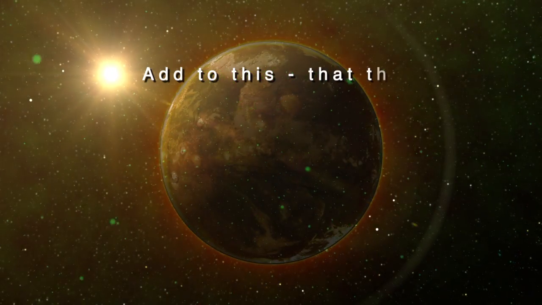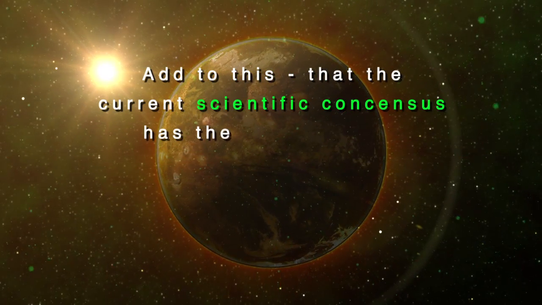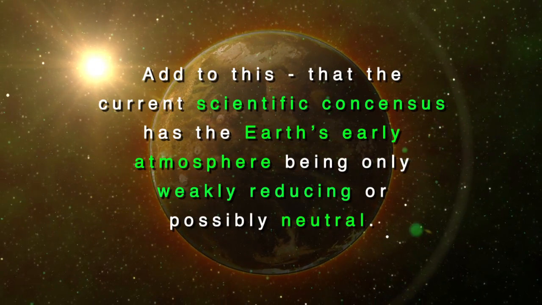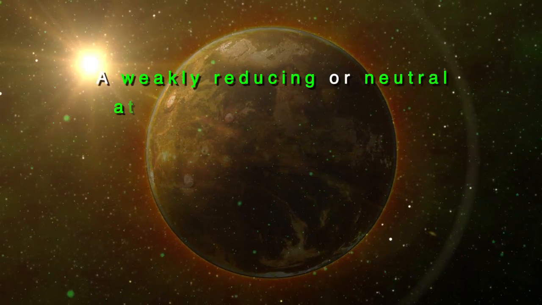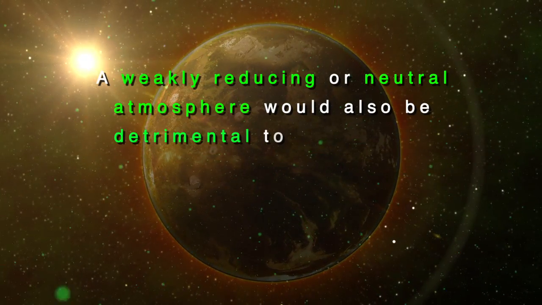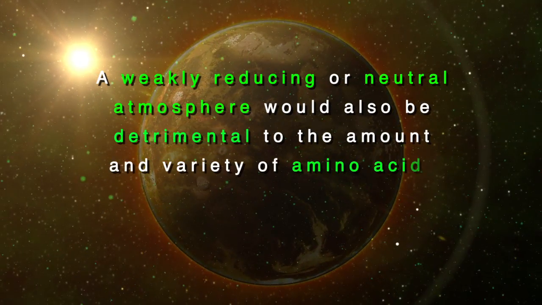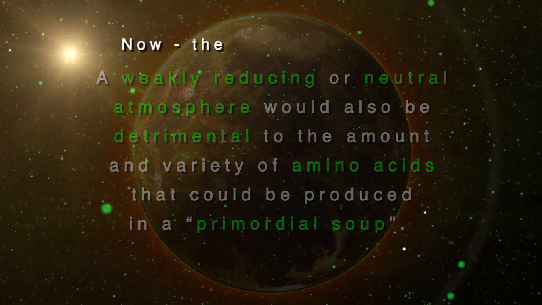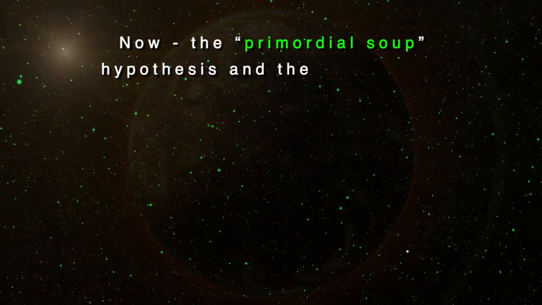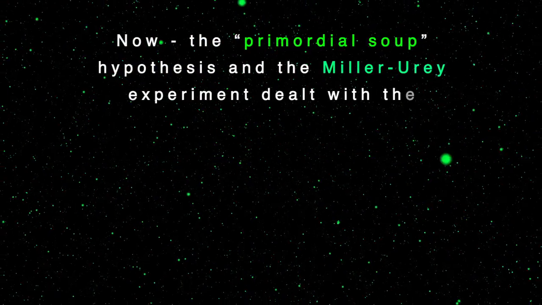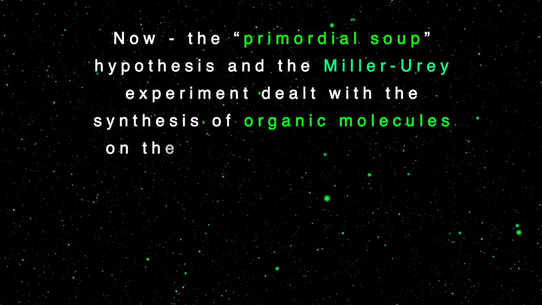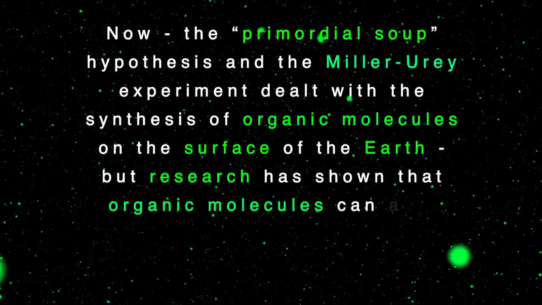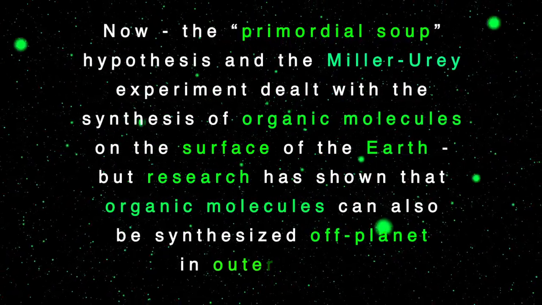Add to this that the current scientific consensus has the Earth's early atmosphere being only weakly reducing or possibly neutral. A weakly reducing or neutral atmosphere would also be detrimental to the amount and variety of amino acids that could be produced in a primordial soup. Now, the primordial soup hypothesis and the Miller-Urey experiment dealt with the synthesis of organic molecules on the surface of the Earth, but research has shown that organic molecules can also be synthesized off-planet in outer space.